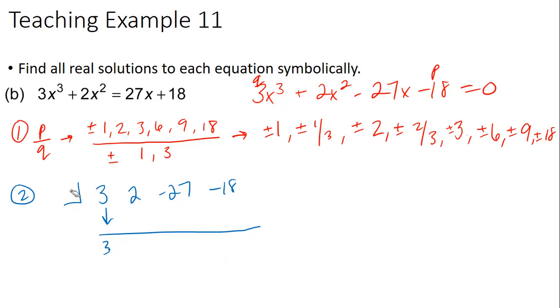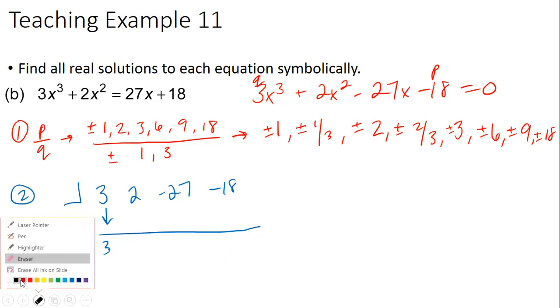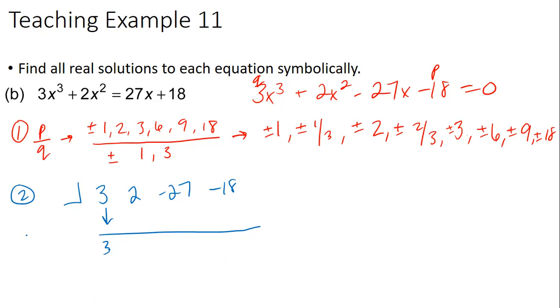Okay. What other number do you feel in your spirit? 3. Okay. Let's try 3. 3 times 3 is, 2 plus 9 is, 3 times 11 is, negative 27 plus 33 is, 6. 3 times 6 is 18. There we go. You are a genius. So we know that one of our real numbers is 3.